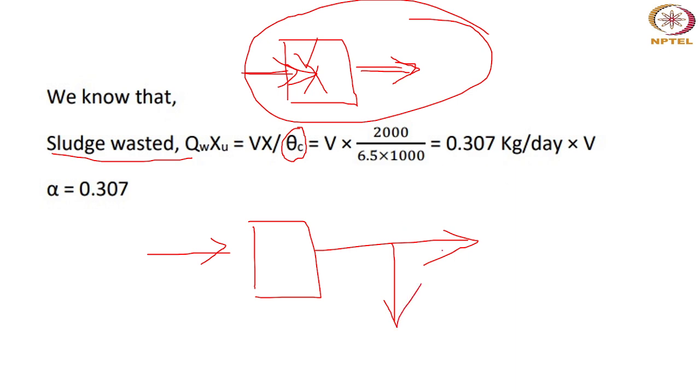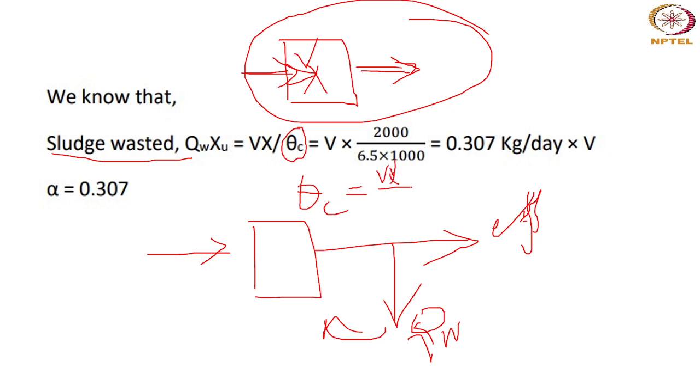So this is the effluent, this is going out, QW. It might be recycled or it might be wasted, so that we need to figure out. I already discussed how theta c is related to this. Theta c is nothing but we can say as Vx divided by QW into XC, and here this is V multiplied by 2000, the MLSS concentration X, and divided by 6.5, right?